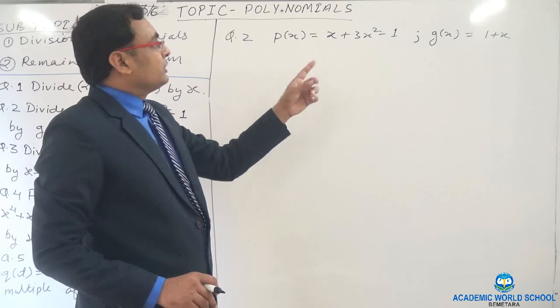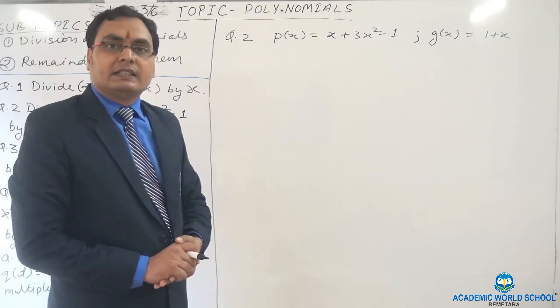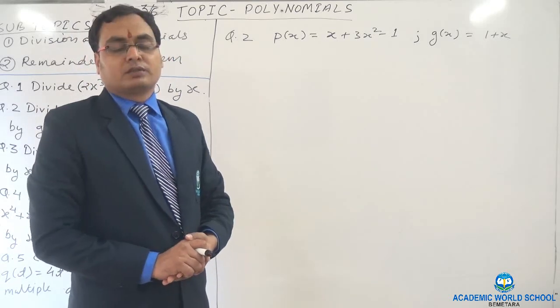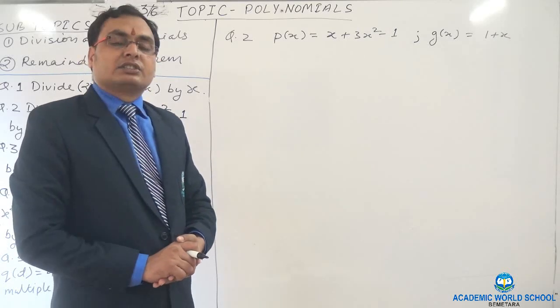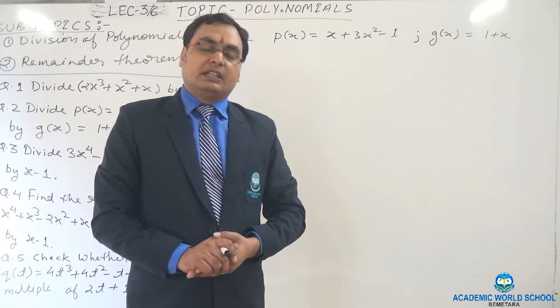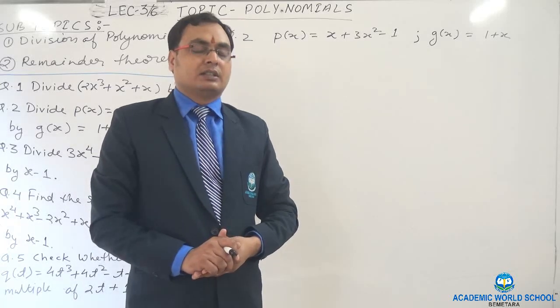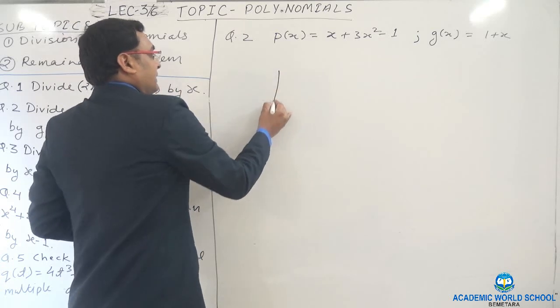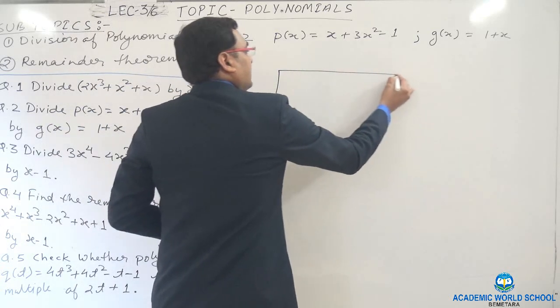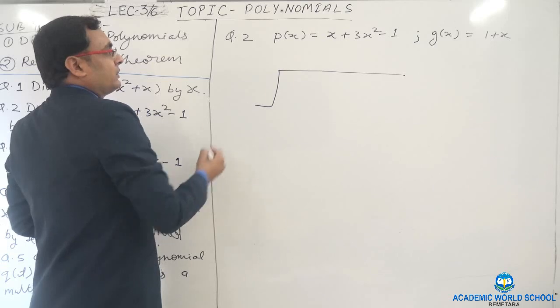To divide these polynomials, first we will write both of them in standard form, and then we will be able to divide. In standard form, we will also write them in decreasing order of their powers. So write them in long division form. This is our sign of division.